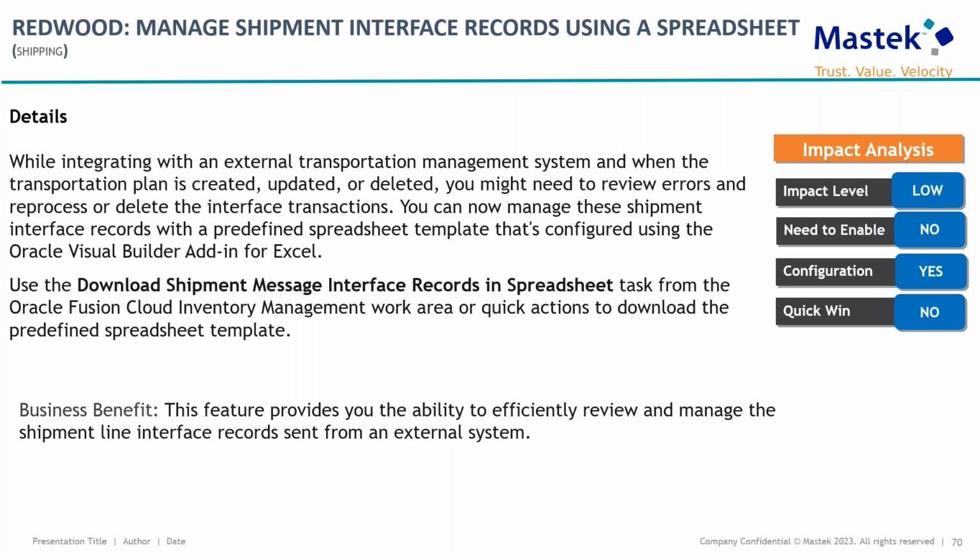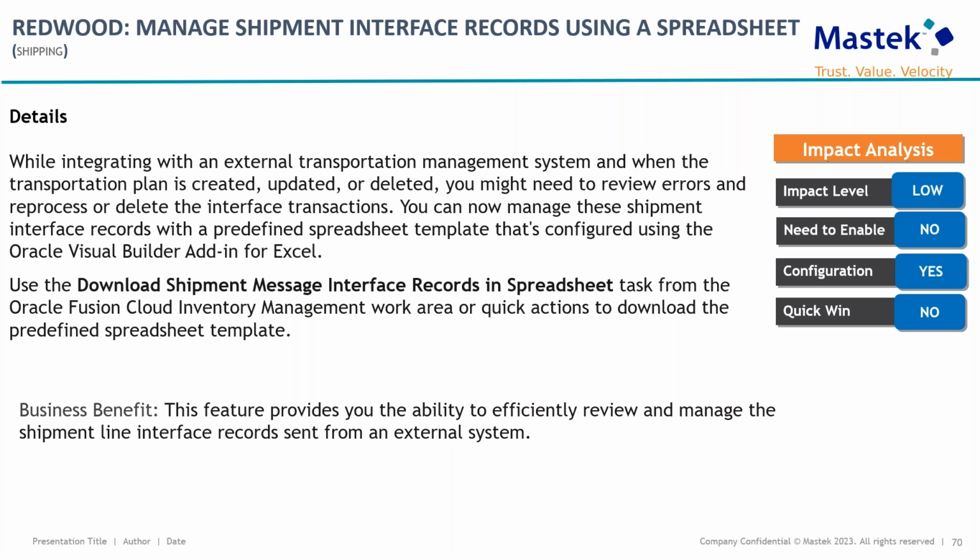The new feature we are going to talk about is manage shipment interface record using a spreadsheet. While working with external transportation systems, shipment data often flows in through some sort of integrations. And when an issue arises, it is important to act immediately.